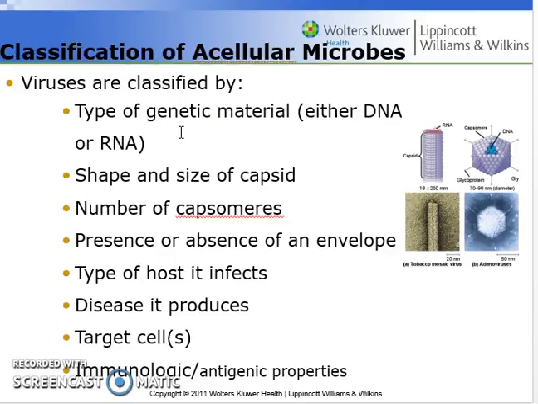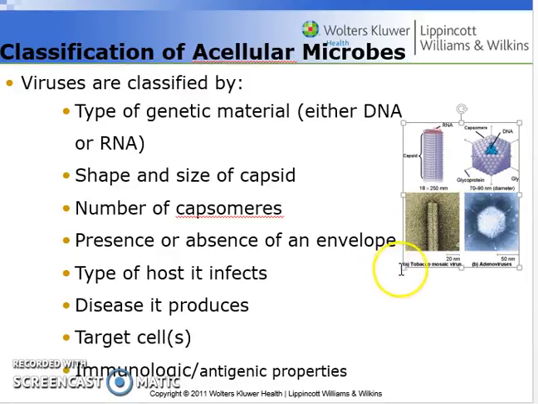And viruses are kind of placed in their own classification. This is dependent on the presence of the genetic material, either the virus having DNA or RNA, but again, it will not have both. This is also dictated by the shape and the size of the capsid, which, remember, the capsid is the protein outer coat.